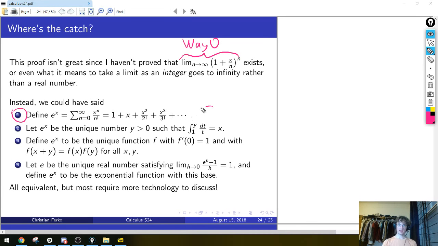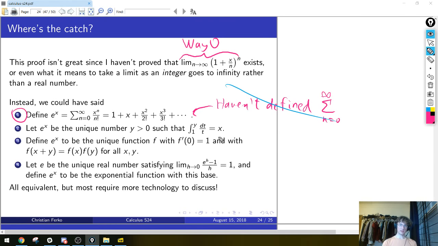Why didn't I do this? I haven't defined what it means to take an infinite sum, right? We know how to add up finitely many numbers. You can add 100 numbers up. That's perfectly well defined. We haven't defined what it means to add up infinitely many numbers. So we'd have to do some work if we wanted to use that definition.